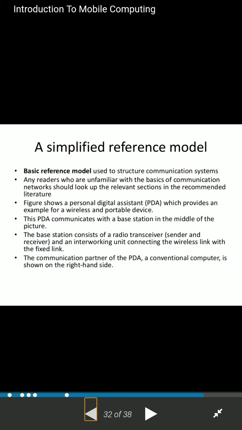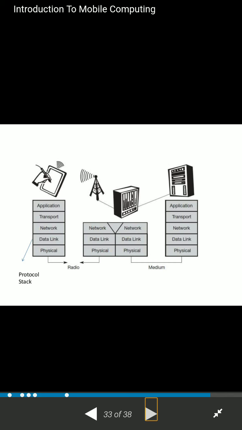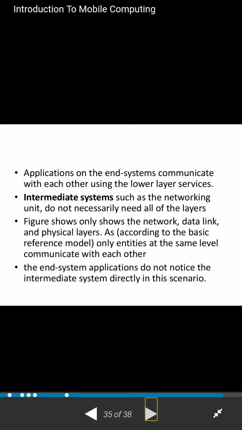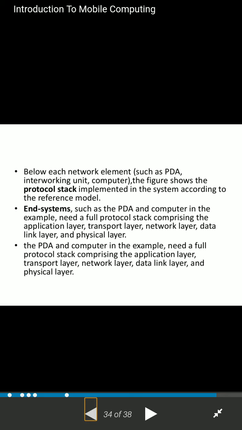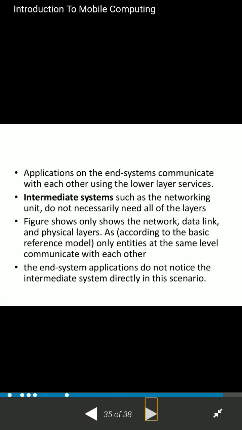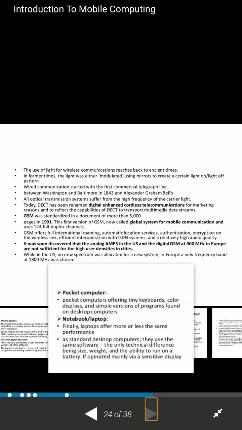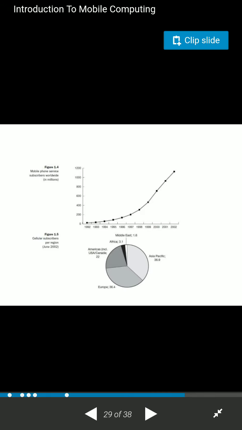The conventional computer is shown on the right hand side. This is the description of the intermediate system. Intermediate systems such as the networking unit do not necessarily need all the layers. Intermediate systems do not require all the layers. This is the main description of the simplified network layer.